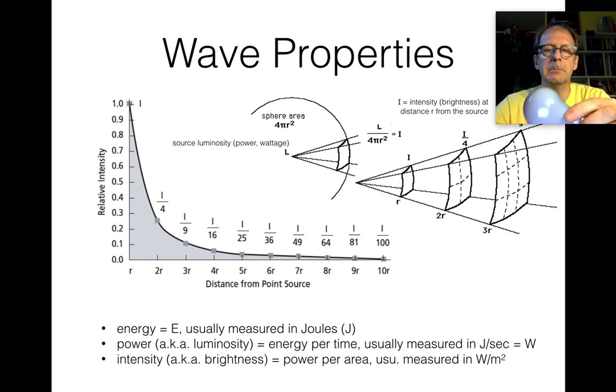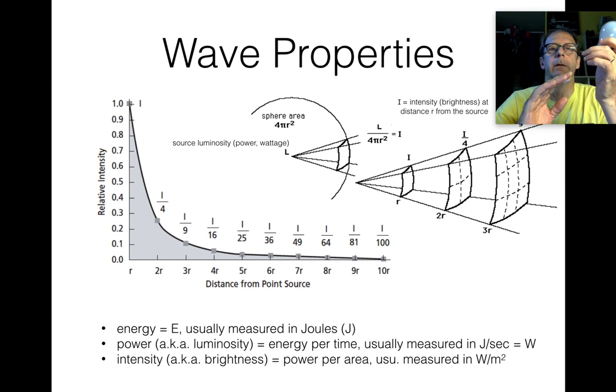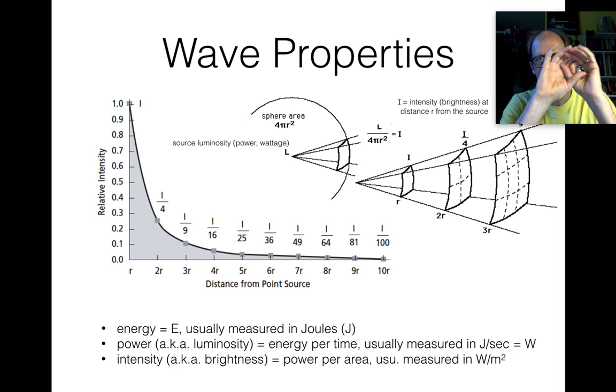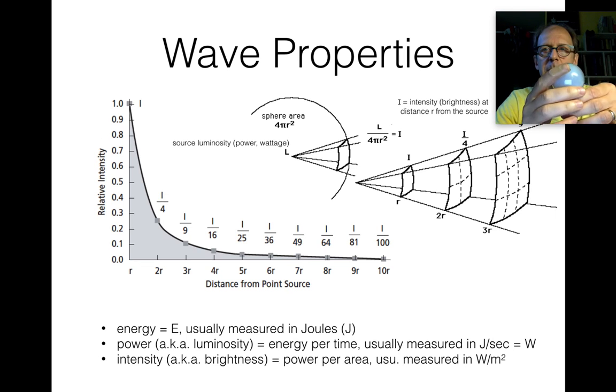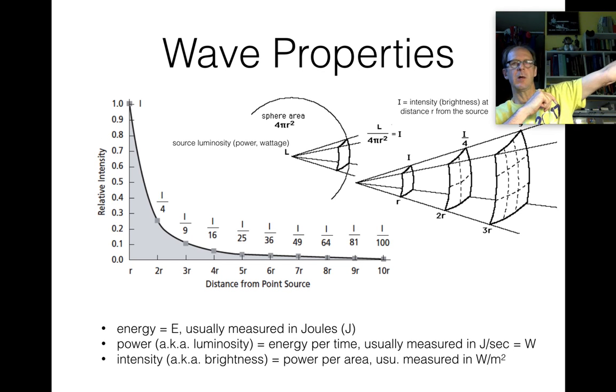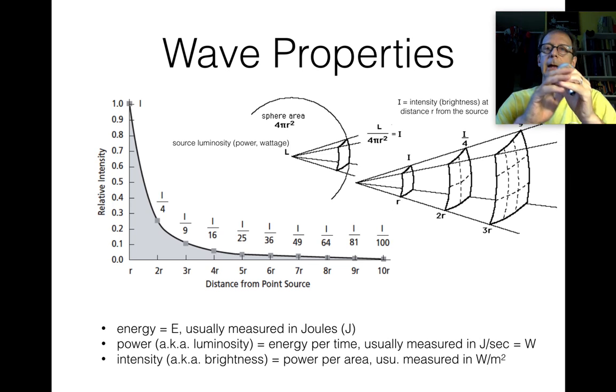But no matter where I have it, it's still a 100 watt light bulb. It's still putting out a power or a luminosity of 100 watts. But if it's right in front of my face, that 100 watts of light is spread out over a small sphere surrounding the light bulb. Whereas if it's really, really far away, then that same 100 watts of power is spread out over a humongous sphere. So the amount that enters my eye is very, very small.